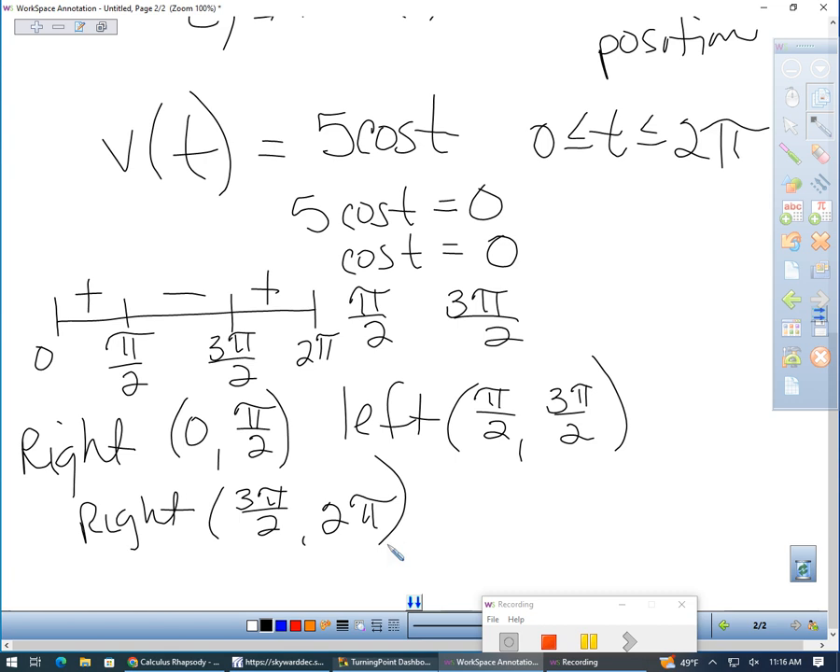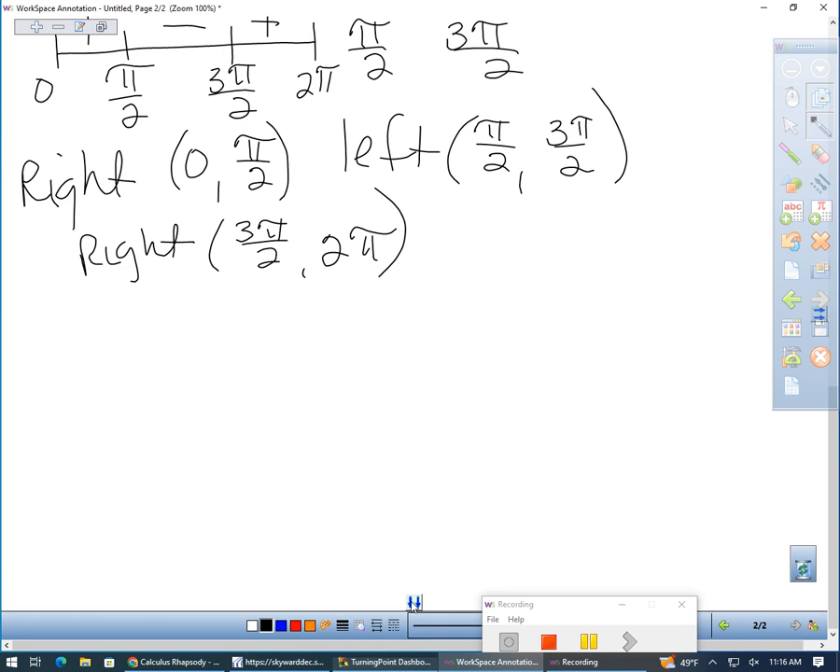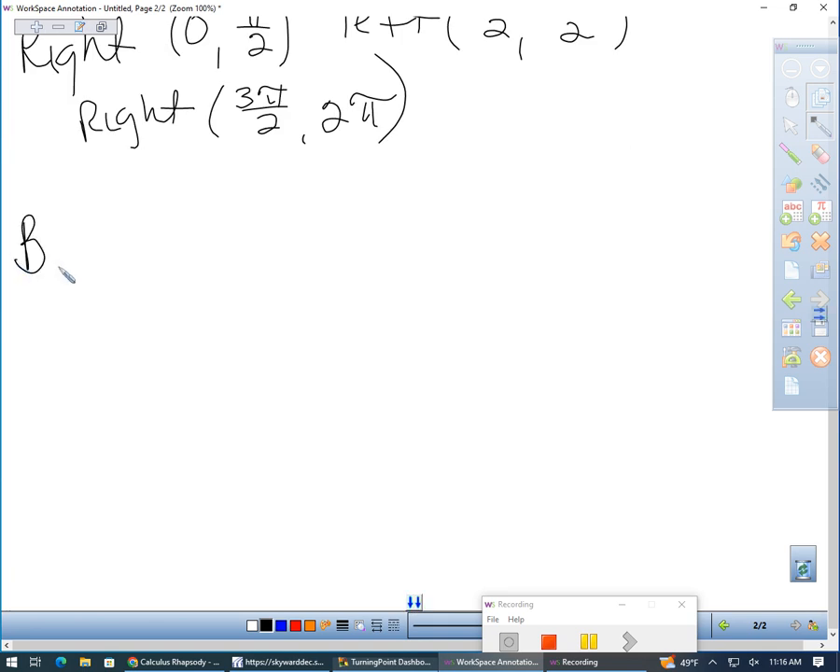Good. Talk about part B. Part B, to find the displacement, we're going to do the integral from 0 to 2 pi of 5 cosine of t dt.